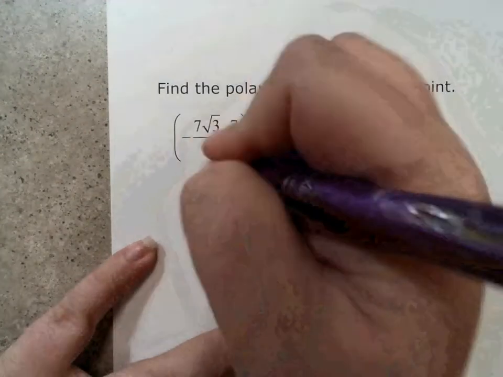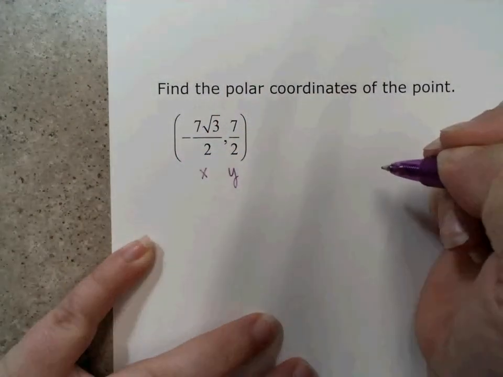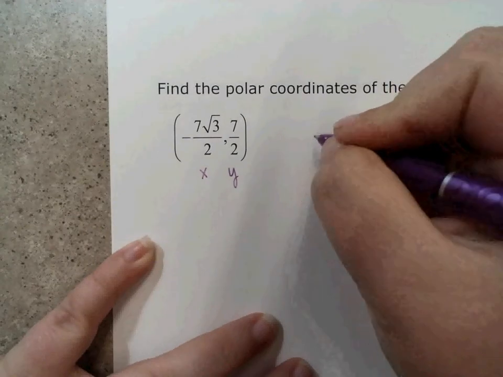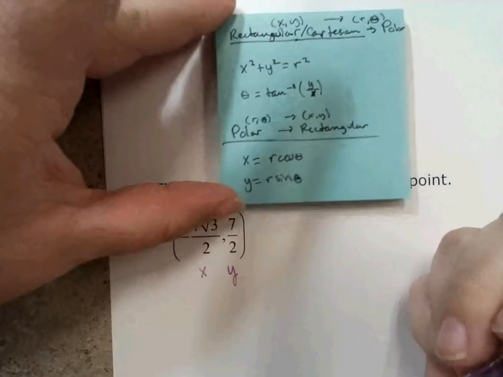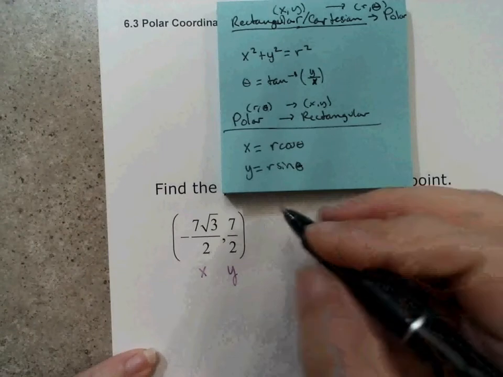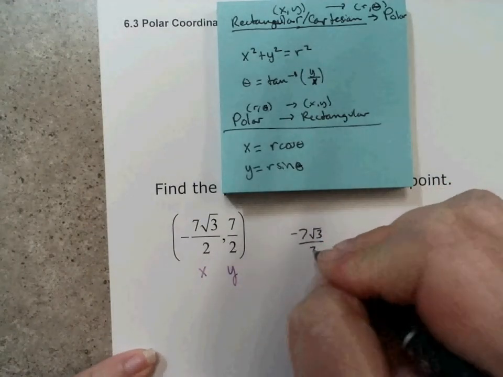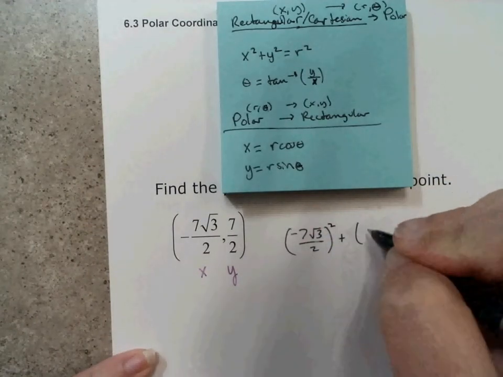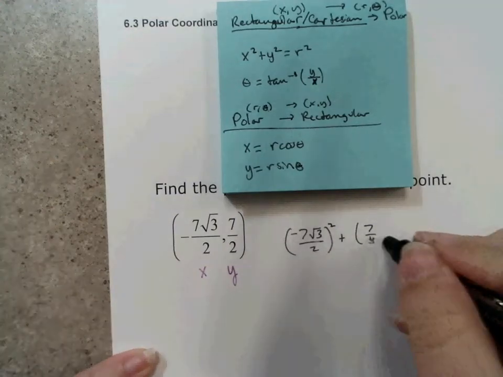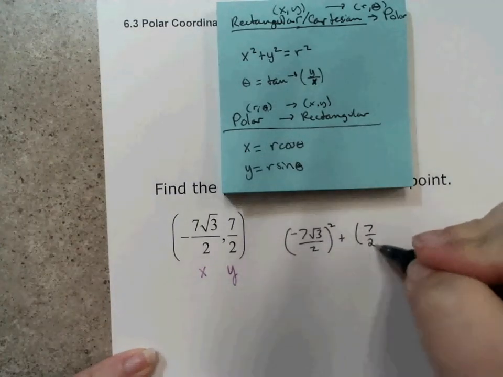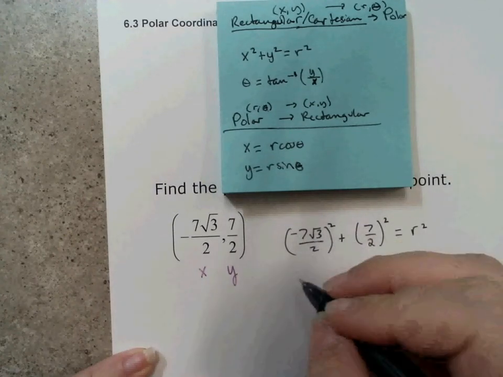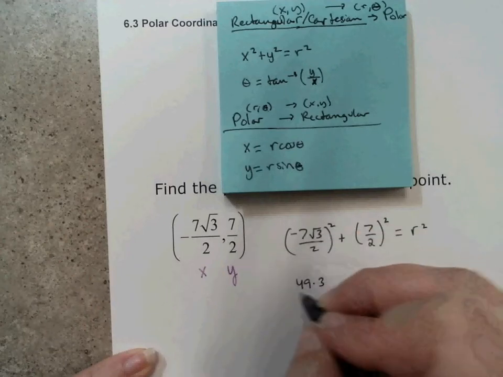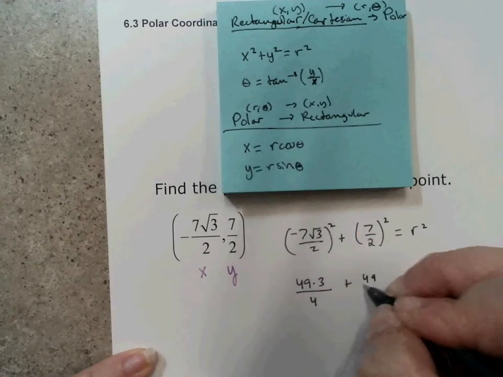With this, I've got an x and I've got a y, and I need an r and a theta. So, I know x squared plus y squared equals r squared. A negative squared is positive. 7 squared is 49. Square root of 3 squared is 3. 2 squared is 4.